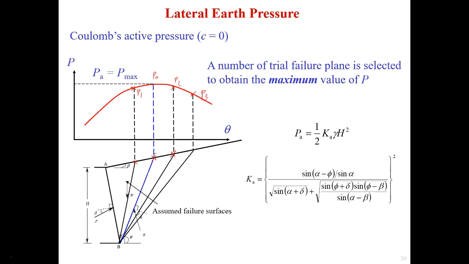If we do that for a variety of assumed failure planes, we can assume multiple failure planes, and then we can draw a curve. That's the curve for the force P versus theta. Because with a different failure plane, this theta angle will change as well. What we find is that the failure plane that corresponds to the maximum force predicted is the correct one. So for this active case, we need to find the maximum force, maximum P. That's the corresponding active earth pressure. Oh, sorry, the active force acting on the wall.